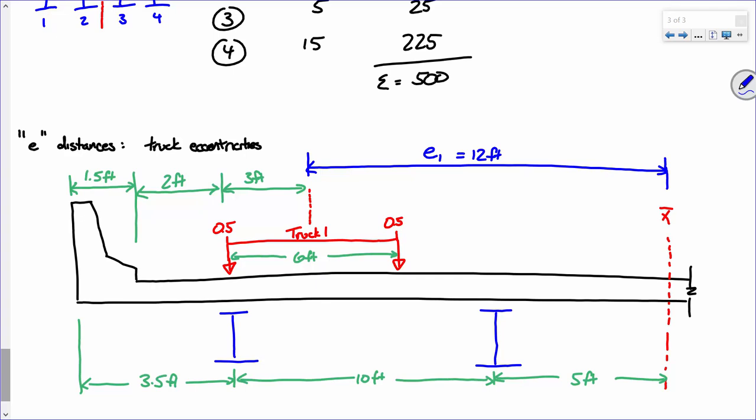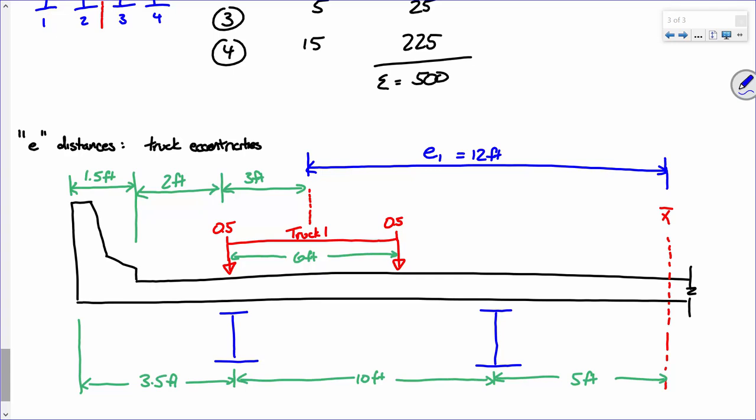Does that make sense? These eccentricities are the distance from the centroid of the pattern of girders to the centroid of a given truck. Okay? Now, where does the next truck go?